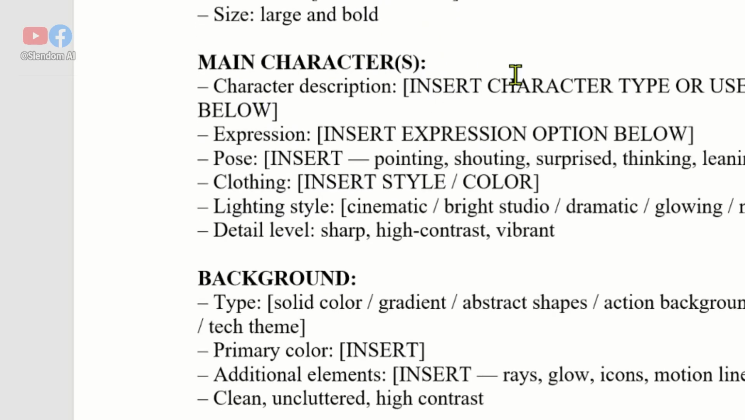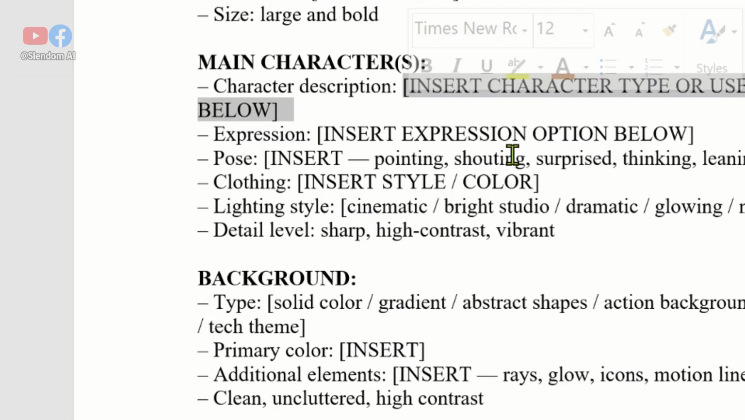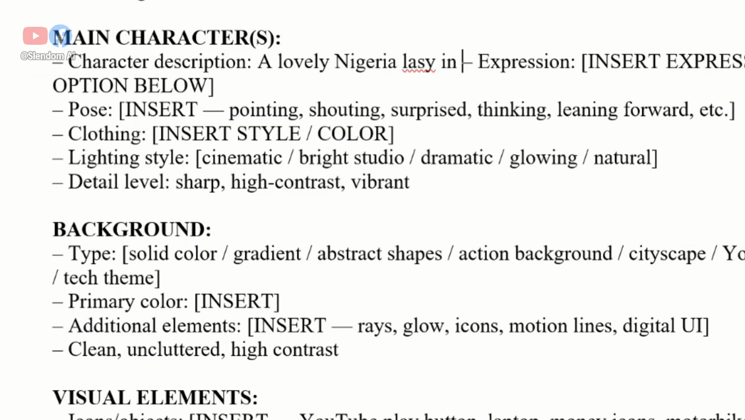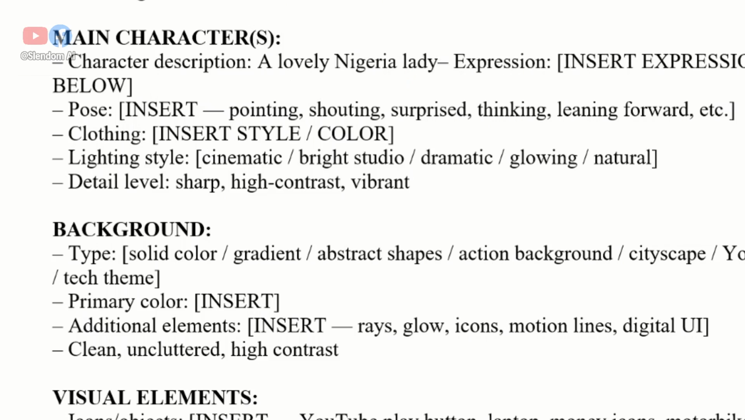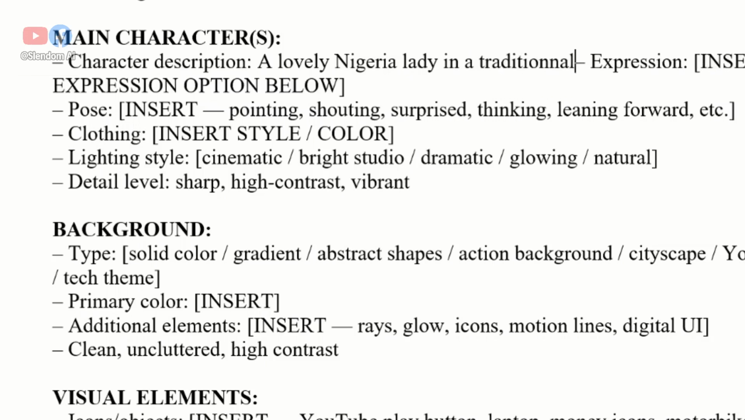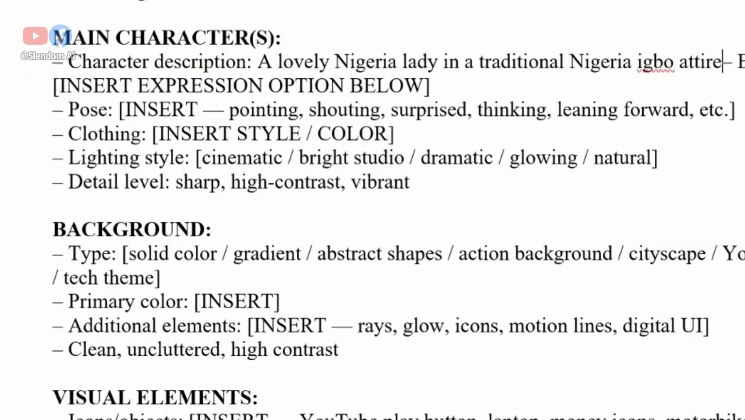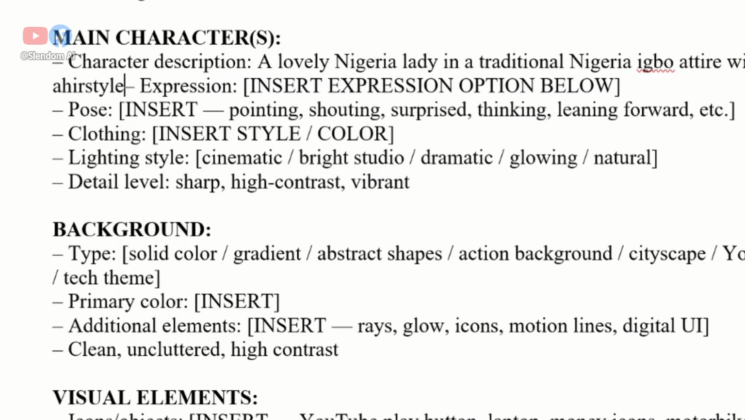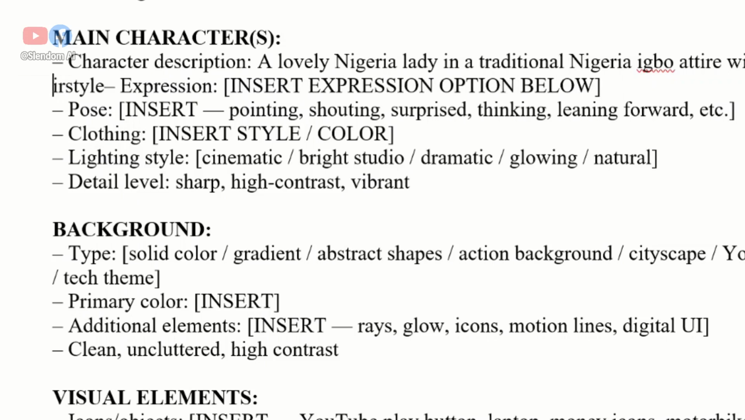Now, main character, this is where I will define the kind of person that I want in the thumbnail. So I'm going to say a lovely Nigerian lady in a traditional Nigerian Igbo attire, with braided hairstyle. Did I spell braided right?